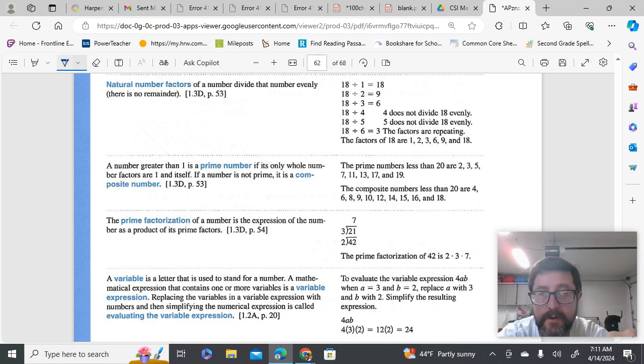So you have 2 times 2, and then you break 9 down to 3 times 3. So your prime factorization would be 2 times 2, 3 times 3. Okay?